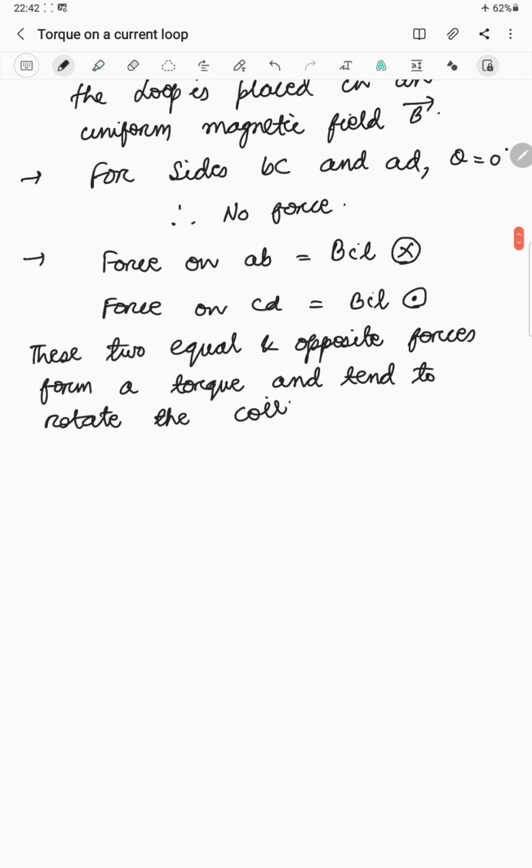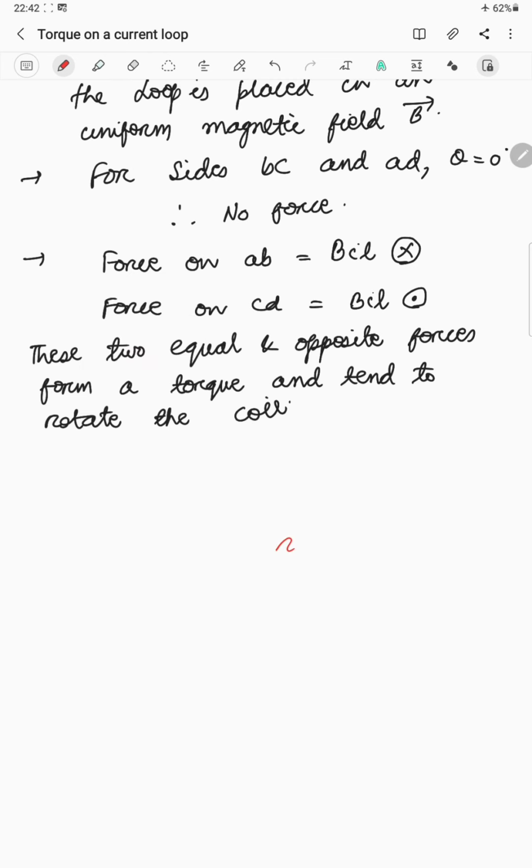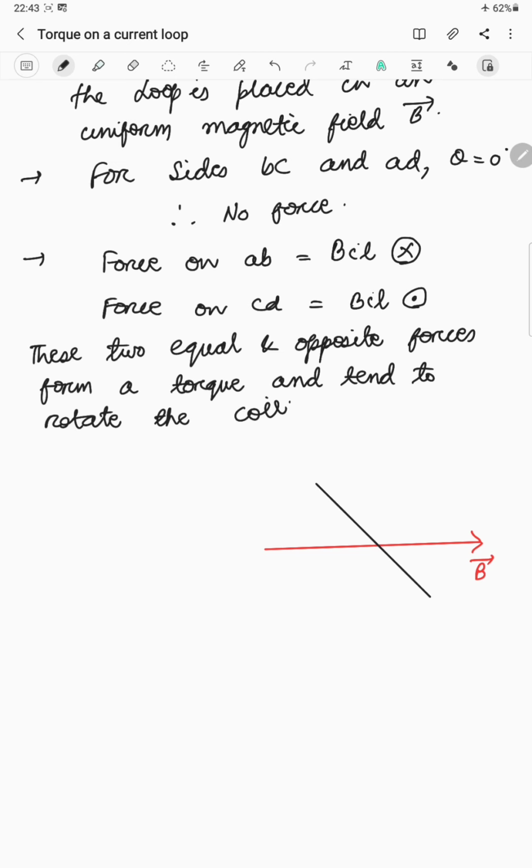Now let us see how it is going to rotate. First I will draw a magnetic field. Let me draw the magnetic field here. This is my B vector. And I am going to have a top view. If I have a top view, you will see it will be something like this. And this is my BC, which I called the width.